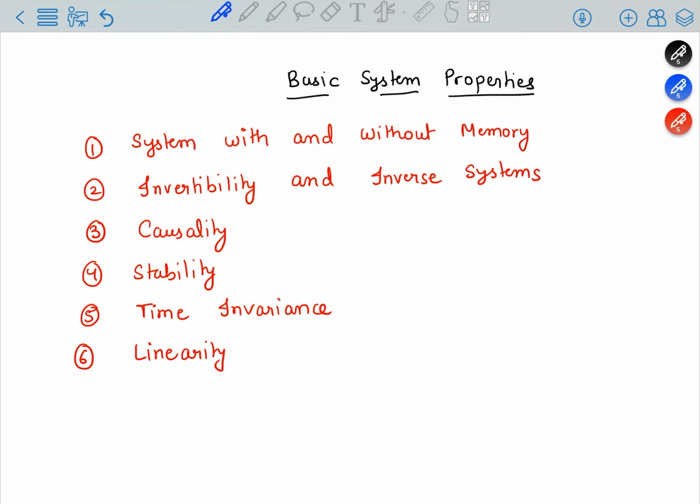Hello everyone, in this video we are going to discuss some of the basic system properties and see the importance of each of them. To start with, we'll first discuss systems with and without memory. A system without memory is also called a memoryless system. We will discuss the property of invertibility and inverse systems. Then we will see causality. We'll also see the notions of stability, time invariance and linearity, and they are quite useful in our subsequent topics.